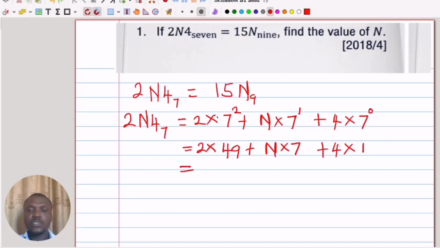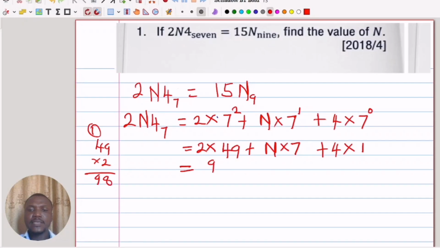So what is 2 times 49? We can do our rough calculation: 49 times 2. 2 times 9 is 18, carry 1. 2 times 4 is 8, plus 1, that will be 98. So 2 times 49 is 98. Plus, what is n times 7? n times 7 is 7n, plus 4 times 1, which is 4.